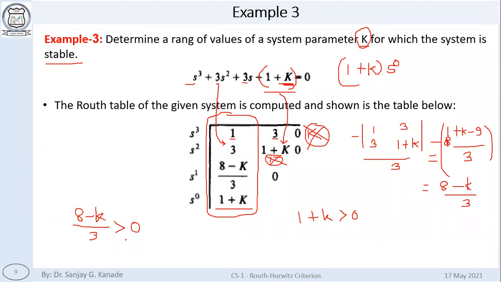It means that 8 minus k should again be greater than 0, right? 8 minus k should be greater than 0, which means k should be less than 8. Am I right? And here k should be greater than -1. Right? Many students make mistakes in this case.